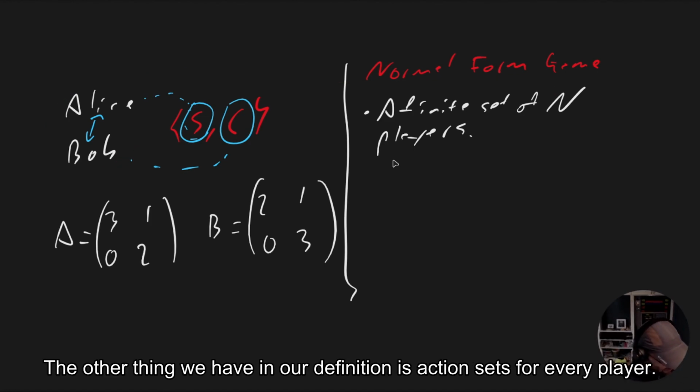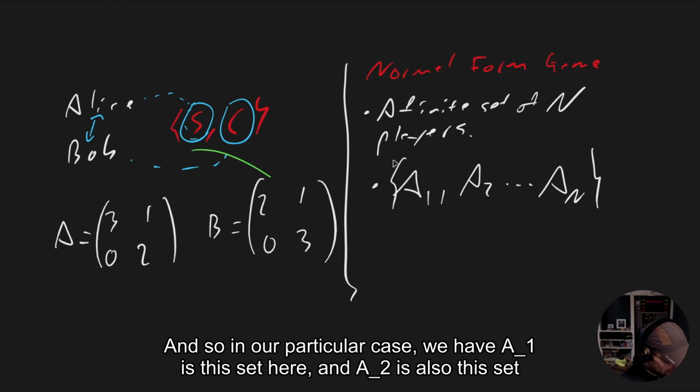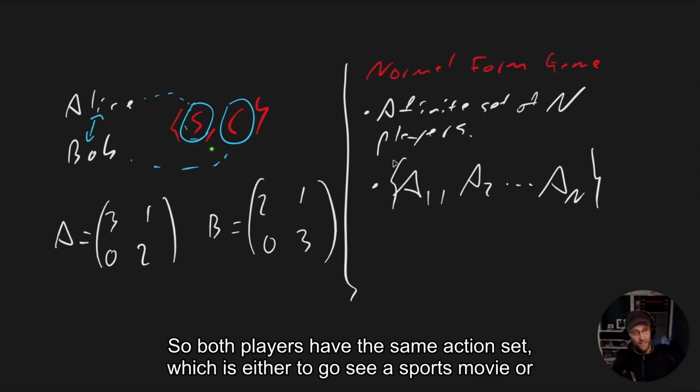The other thing we have in our definition is action sets for every player. So A1, A2, up until AN, where these A's are sets of possible actions. And so in our particular case, we have A1 is this set here, and A2 is also this set here. So both players have the same action set, which is either to go see a sports movie or a comedy.